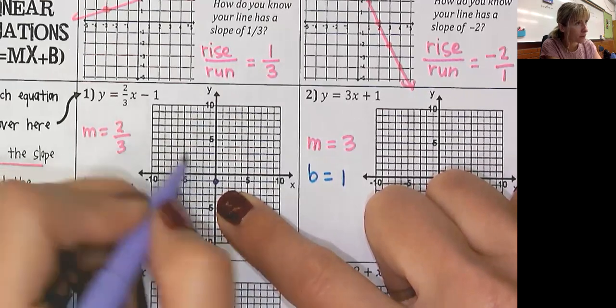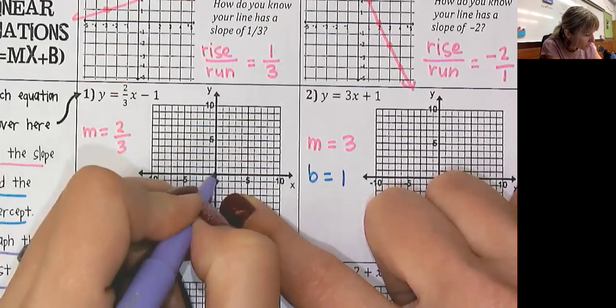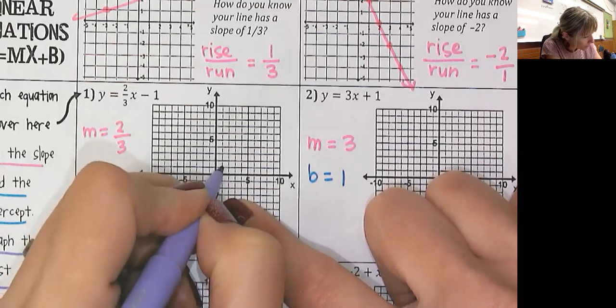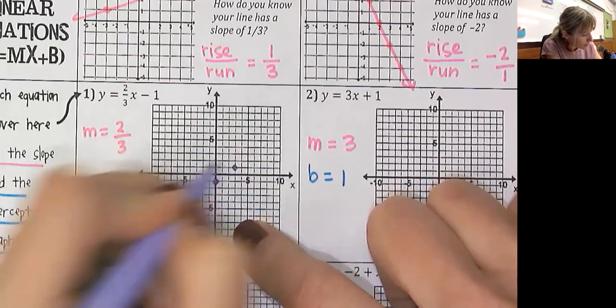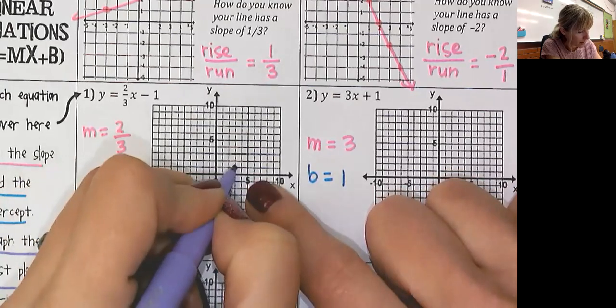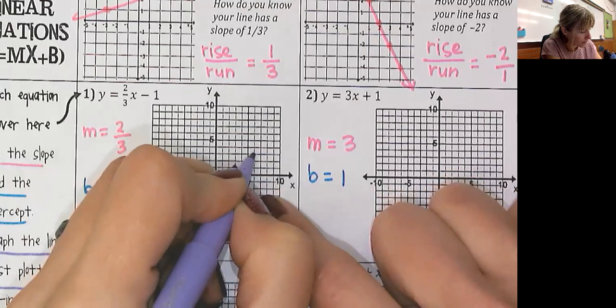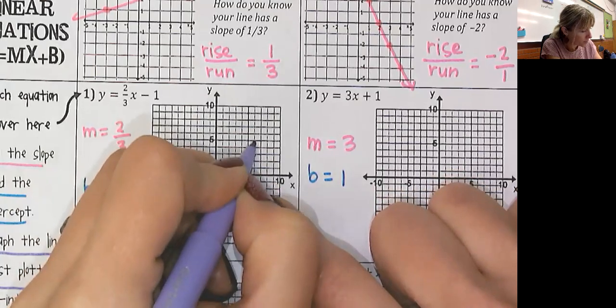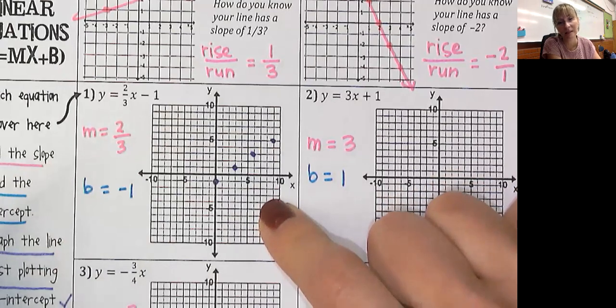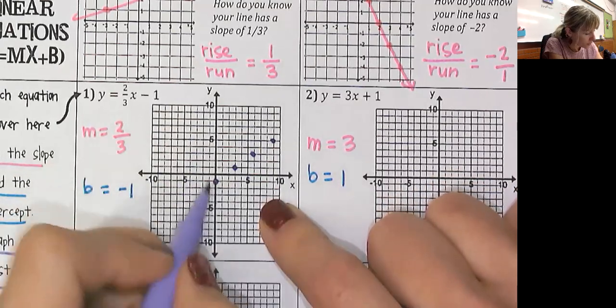Okay, so I'm going to go like this. Up 2, over to the right, up 2, over 1, 2, 3. That's not really enough for me to get a good solid line. I'm going to keep going. Up 2, over 3. In fact, I get as many corners as I possibly can, just like I did when I was finding slope. I get all these lovely corners.